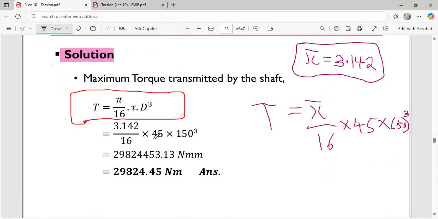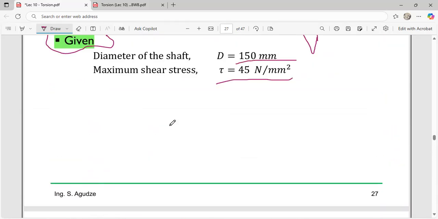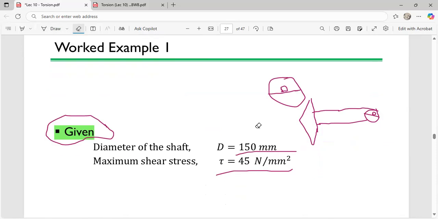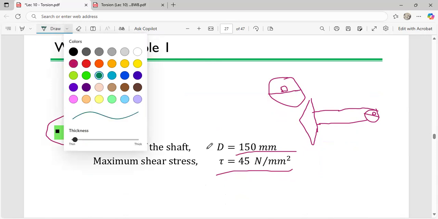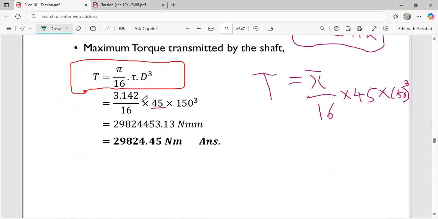But remember that because our 45 was the maximum shear stress, the answer will be in Newton per mm squared. Torque is measured in Newton meter, so we have to convert this answer back into Newton meter, and in doing so, we just have to divide by 10 exponent 3.